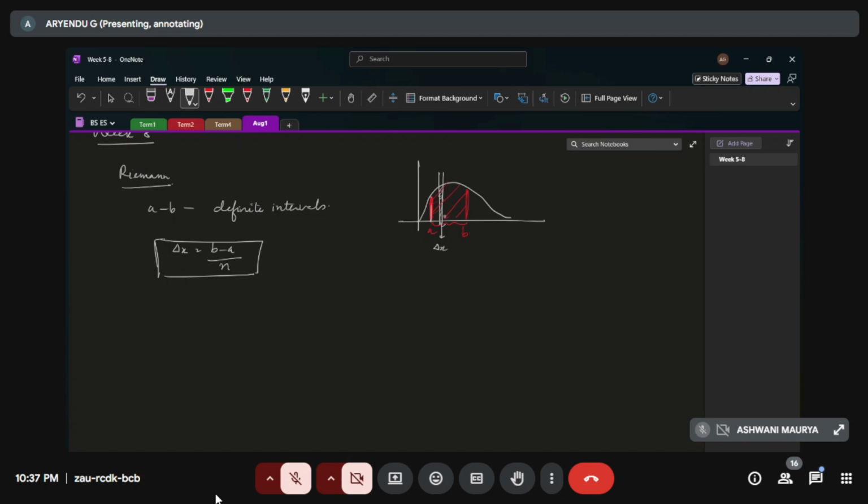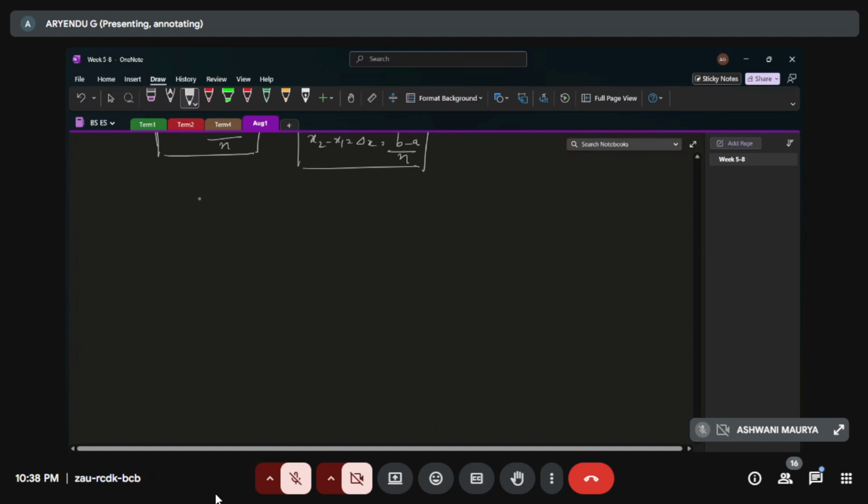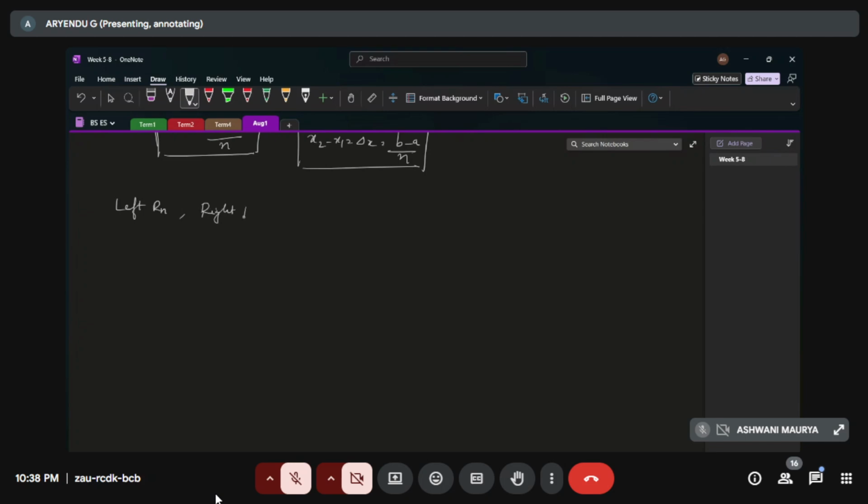So that is the size of the interval into which we are splitting. We can call this point x1 and this point x2, and in the same way x2 minus x1 is equal to delta x, which is equal to b minus a by n. This is the size of the interval, which is very important for calculating the Riemann sum. So we have to find the left Riemann sum, the right Riemann sum, and we also have the mid Riemann sum.